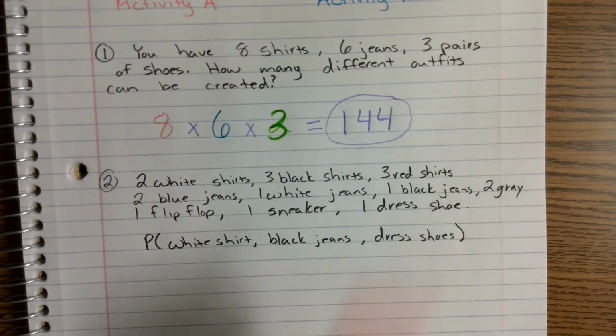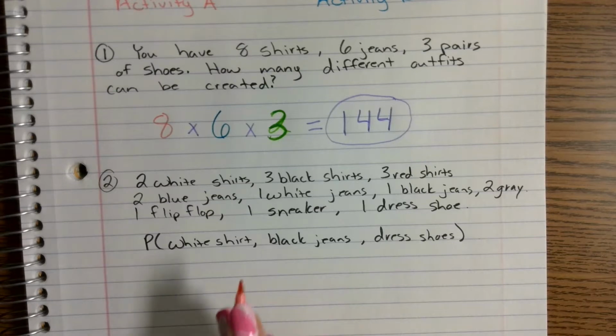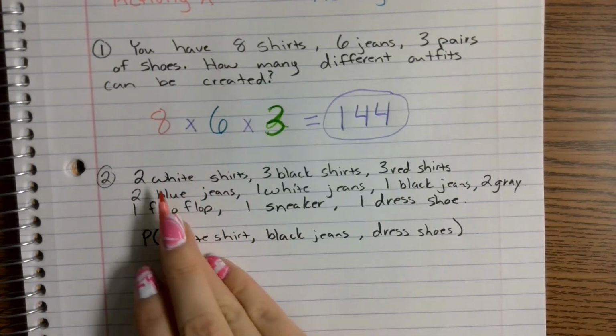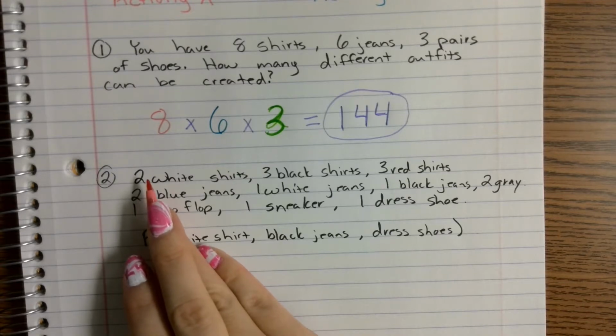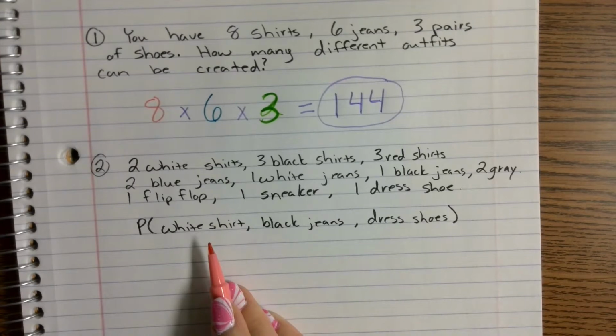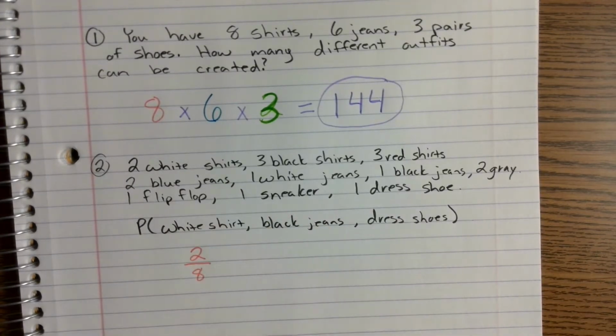So again, I know the total of my shirts was 8. Even if I forgot, I can always double check by adding them together. How many of them are white? 2 out of the 8. Now, I'm not going to simplify yet.